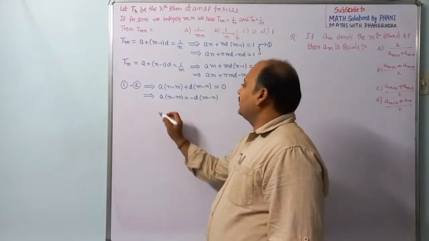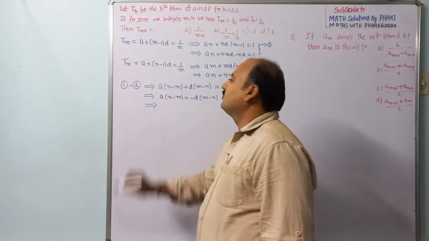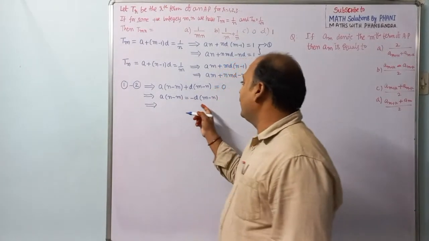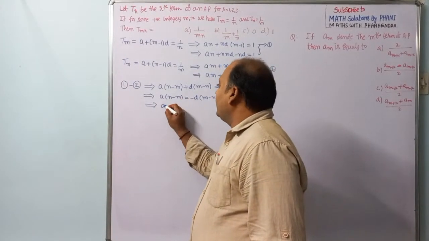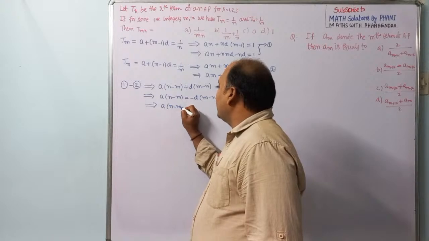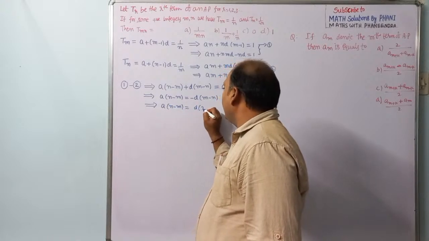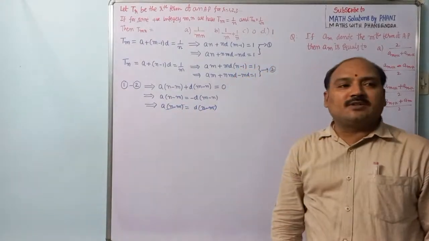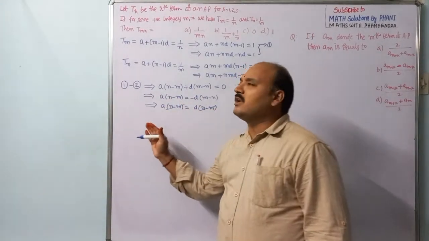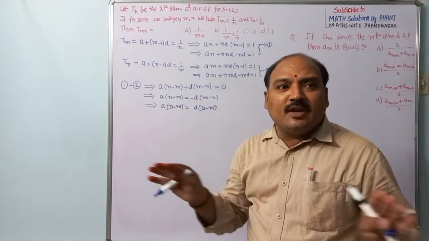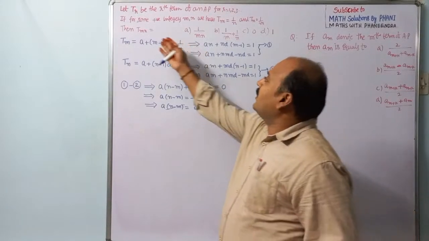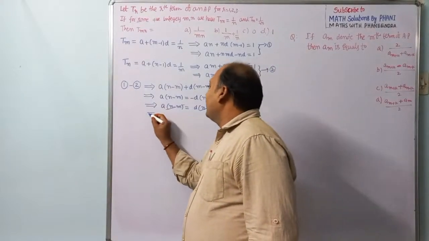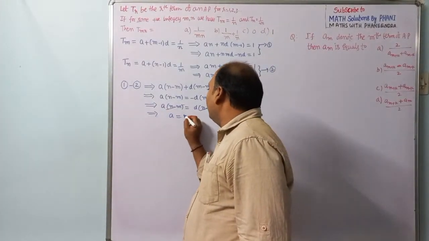We are bringing this side. After that, m is not equal to n. So a into n minus m equal to d into n minus m only, no? Otherwise, n minus m bring that side. N minus m in any way is not equal to 0. Why? Because m and n are different terms. How will it be equal here? So that is the reason a is equal to d will come.